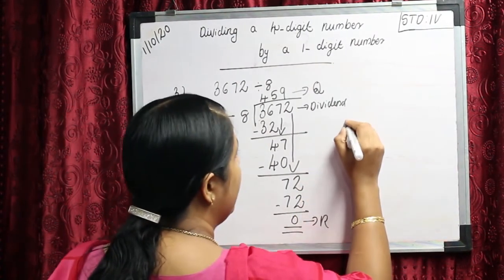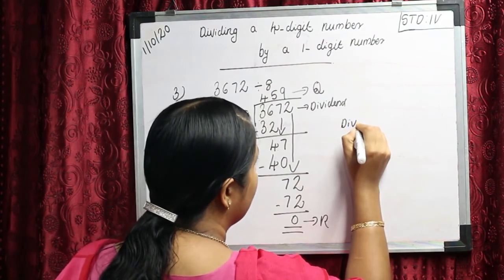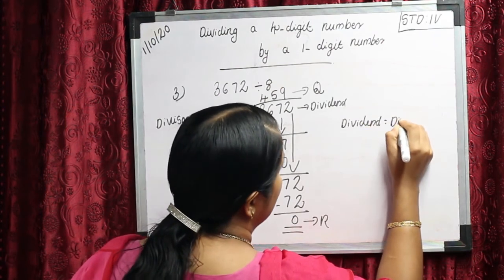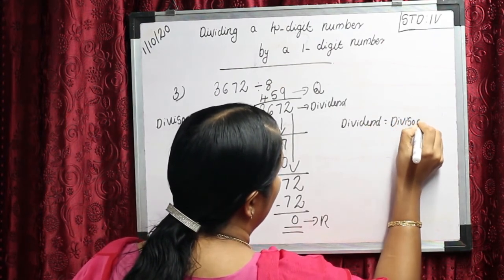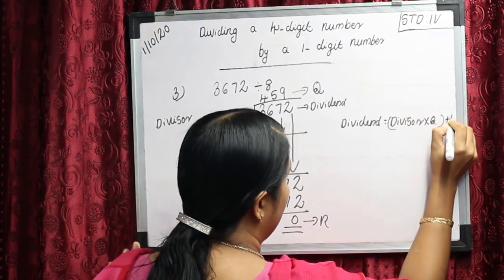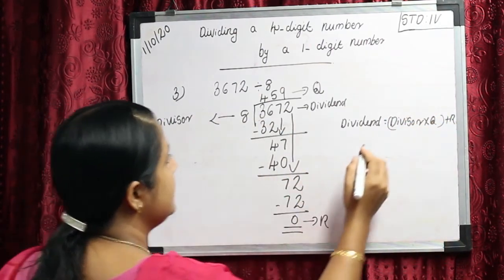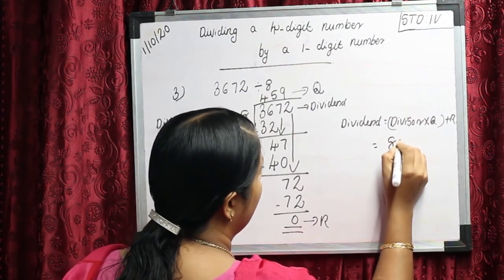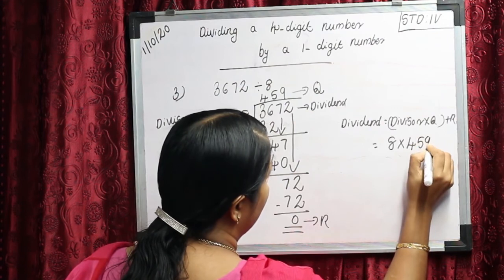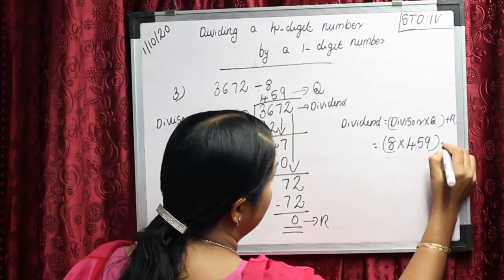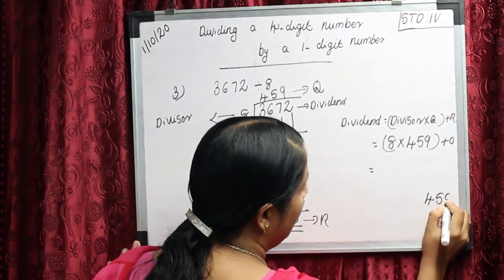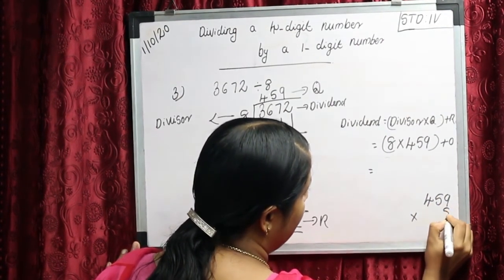Using the formula, dividend equals divisor into quotient plus remainder. Then our divisor is 8. Then 8 multiplied by quotient, 459, plus our remainder, which is 0. Then multiply 459 multiplied by the number 8.